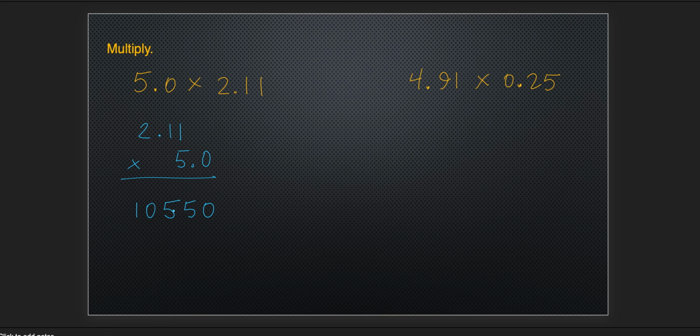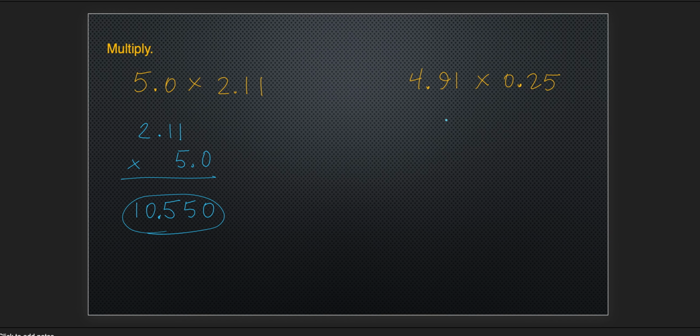And then you need a decimal somewhere in this answer. So we're going to count how many total decimal places there are. There's 2 here and 1 here, so 3. So you know the decimal goes right here. And you can check yourself with a calculator. So 10.55 might be in the multiple choice, or 10.550.